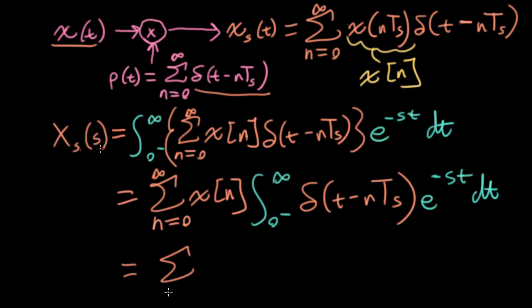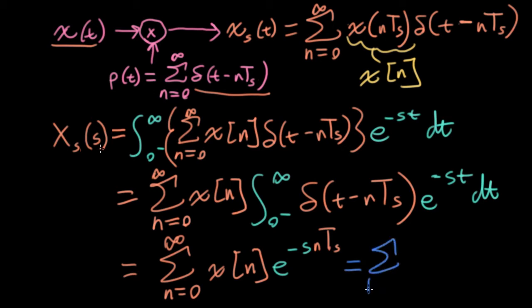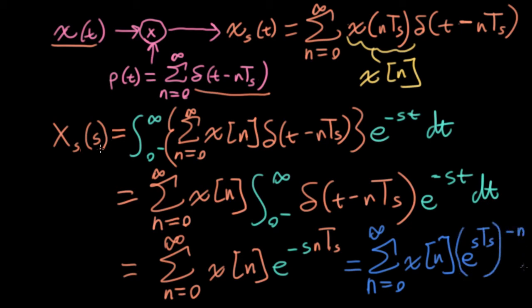So I'm left with a sum of x of n times e to the minus s capital Ts. Now, I hope you won't mind if I rewrite this in a slightly odd way. I want to write this as e to the s capital Ts to the power of minus n. So this is the same.